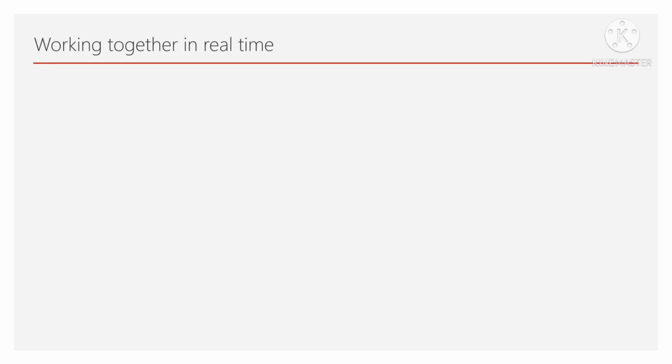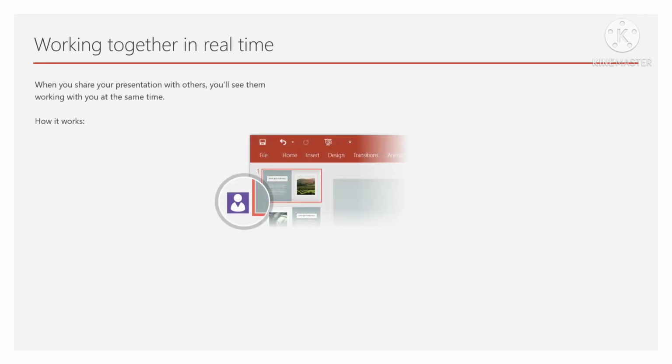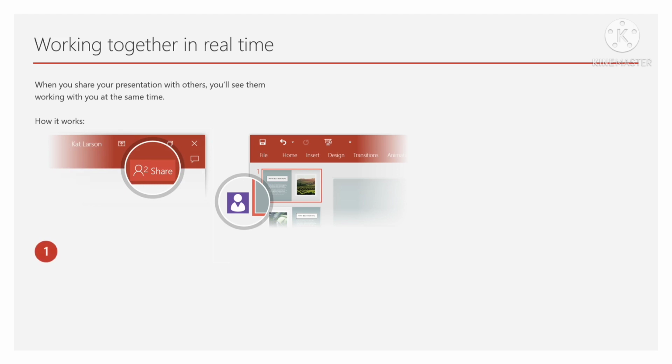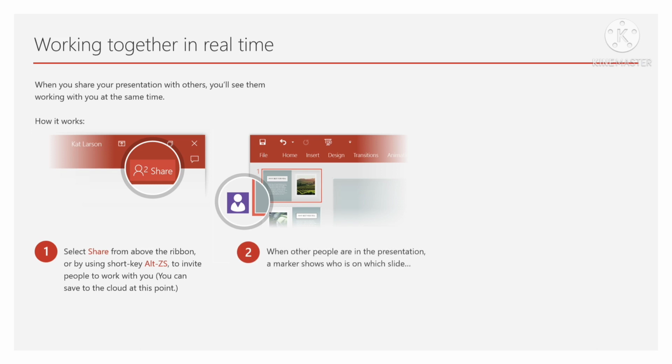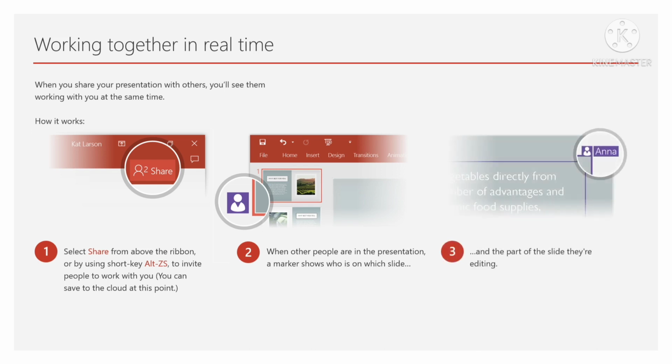Working together in real time. When you share your presentation with others, you will see them working with you at the same time. How it works. Number 1, select share from the top of the ribbon, or use the shortcut Alt+Z S to invite the people to work with you. You can save to the cloud at this point too. Number 2, when other people are in the presentation, a marker shows who is on which slide. And number 3 is the part of the slide they are editing.